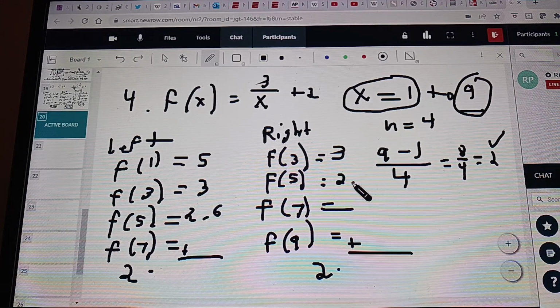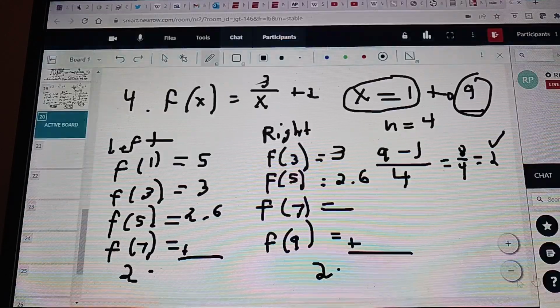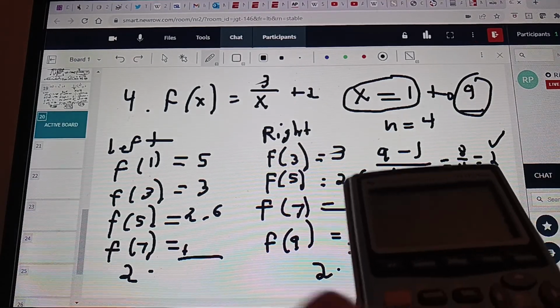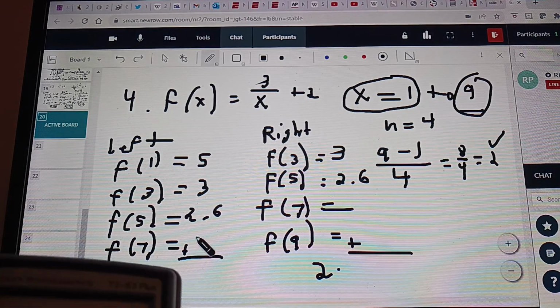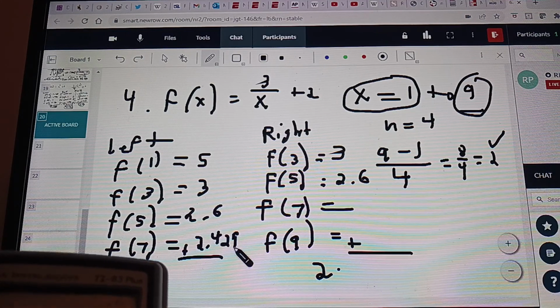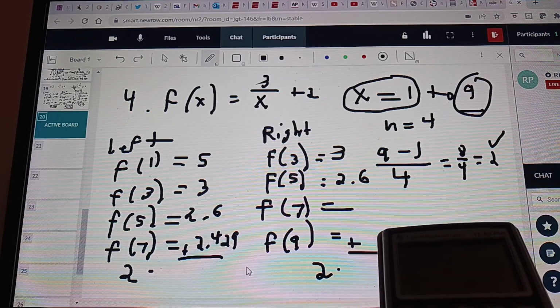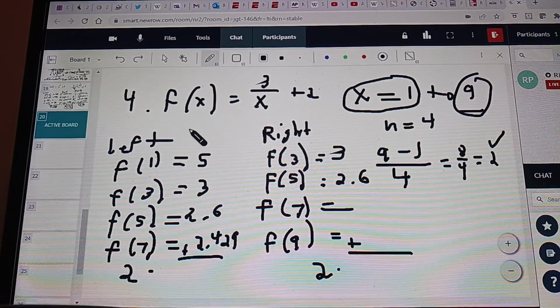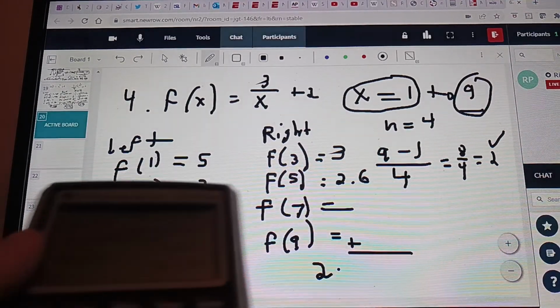Exactly 2.6. The others are not going to be exact, and they want this rounded to 2 decimals again. So 3 divided by 7 is a big messy decimal, plus 2. So I'm going to round to 3 decimals so that I can do the end to 2. 2.4285 will be a 9. So if I do 2.429 plus 2.6 plus 3 plus 5, this sum is 13.029. But then I have to multiply by 2 for the width of each rectangle.